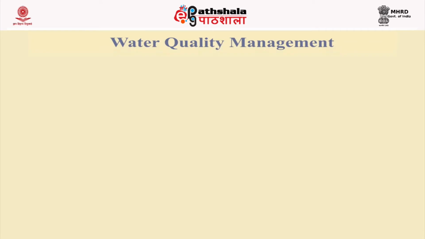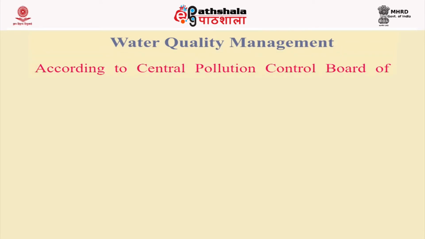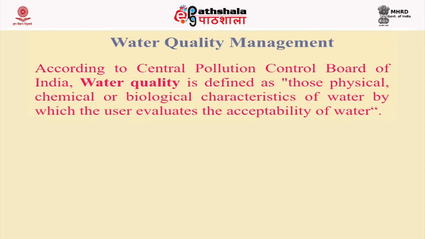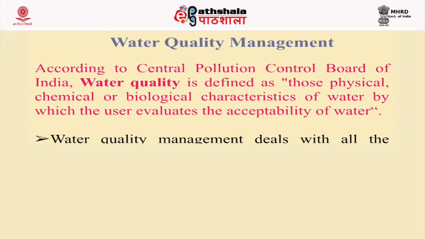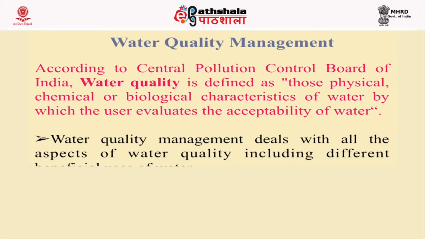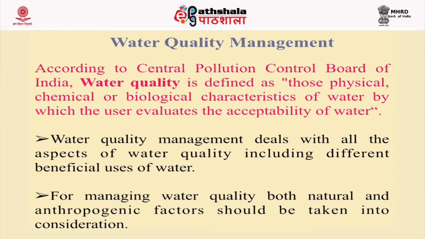Water quality management. According to Central Pollution Control Board of India, water quality is defined as those physical, chemical or biological characteristics of water by which the user evaluates the acceptability of water. Water quality management deals with all the aspects of water quality, including different beneficial uses of water. For managing water quality, both natural and anthropogenic factors should be taken into consideration.